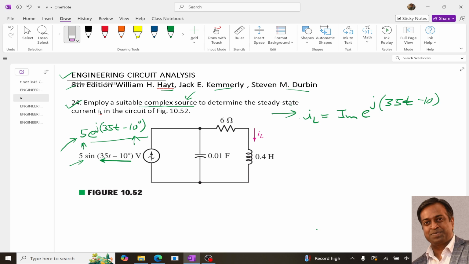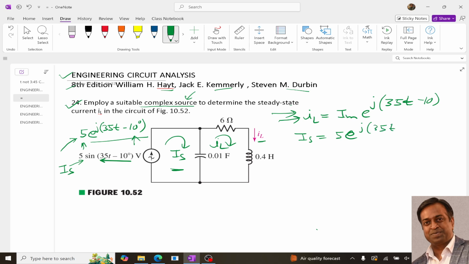Now how to solve this particular circuit? We already assumed that IL is equal to IM e power j(35t minus 10). Now applying the mesh analysis, let one mesh current be IL, because IL is already there, right? And let the source current be IS. This is our IS. Since in the first loop we already have a current source, our IS is 5 e power j(35t minus 10 degrees), right?